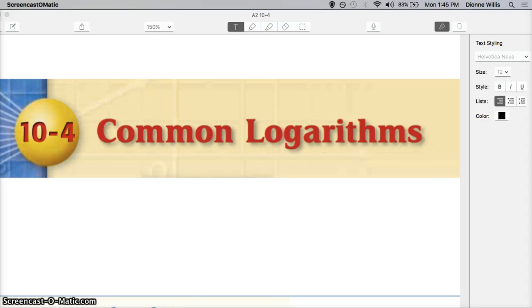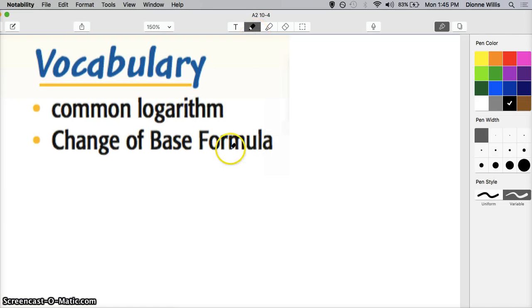Hey Algebra 2 friends, here we are in section 10.4. We're looking at common logarithms. Our two vocabulary words today refer to the common log. The first one is the common logarithm.